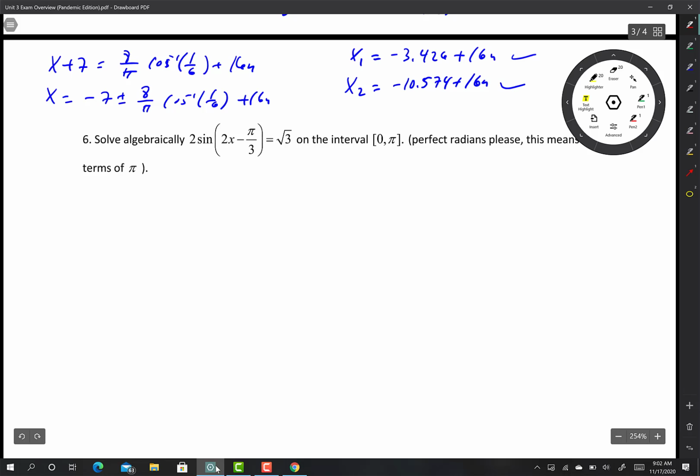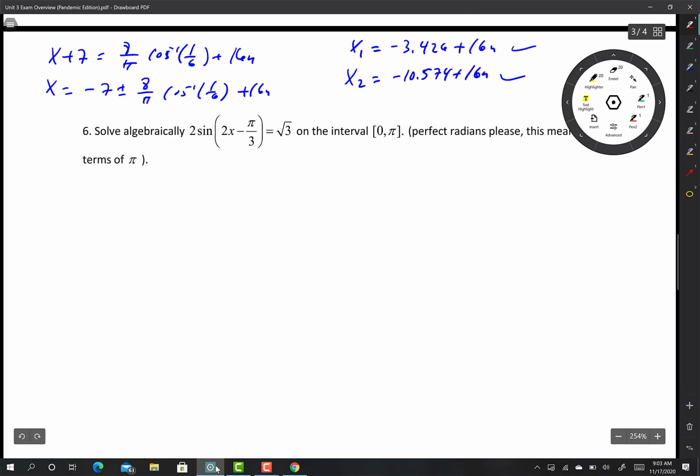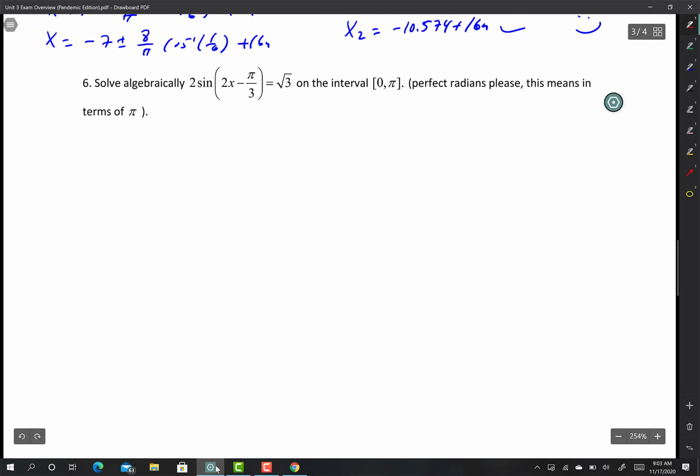All right. Going back on this one says solve algebraically. 2 sine 2x minus pi over 3 equals square root of 3. And this is a perfect radian, guys, so you want to use perfect radians on this one. Divide by 2. So you're going to have sine 2x minus pi over 3 equals square root of 3 over 2. And then on the unit circle, sine is the square root of 3 over 2 in quadrant 1 and in quadrant 2. Remember that sine is the y value.